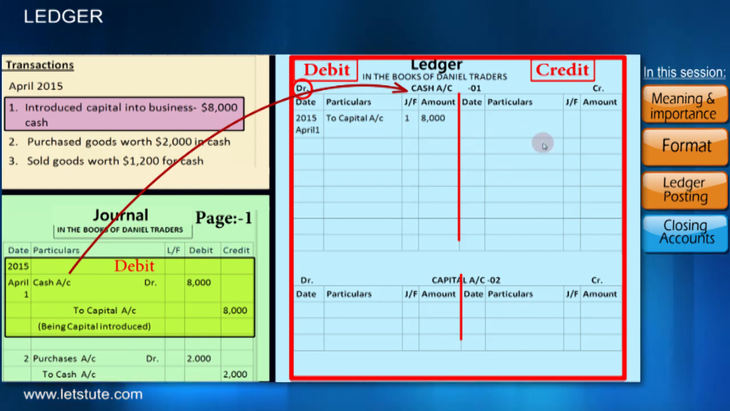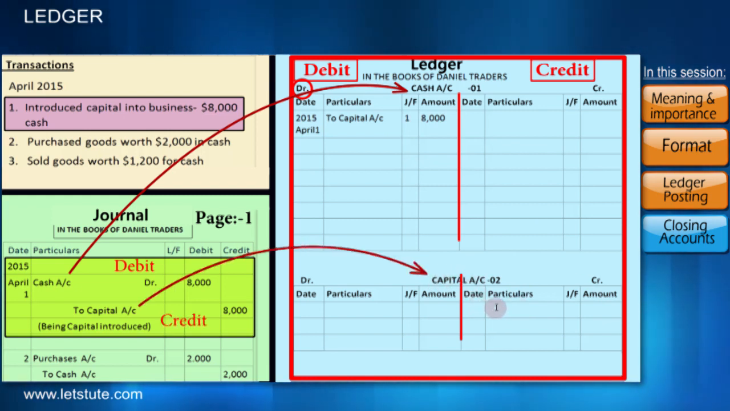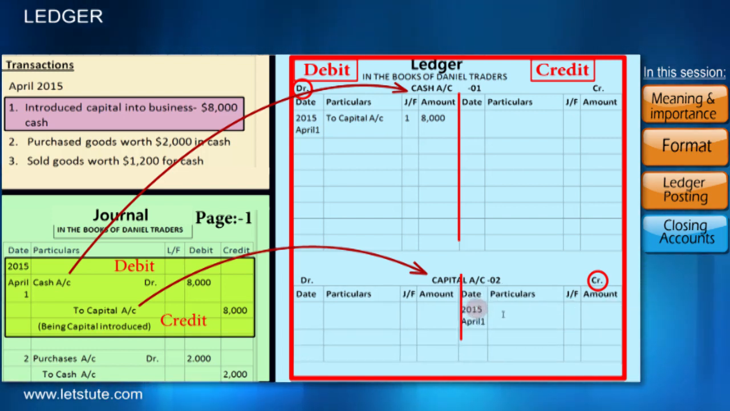Now to give the second effect, credit capital, we will go to the capital account and then we have to give credit effect. So this time on the right hand side we will write on first by cash account 8,000.